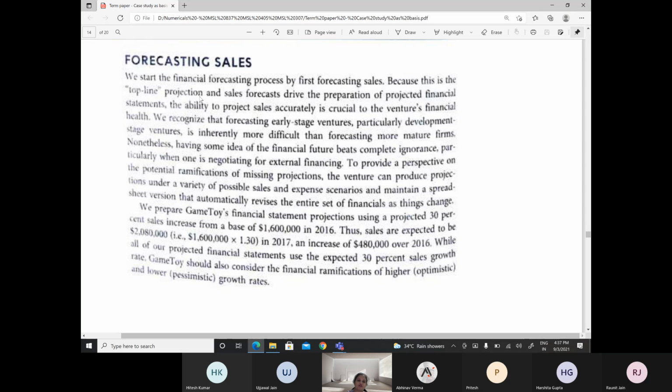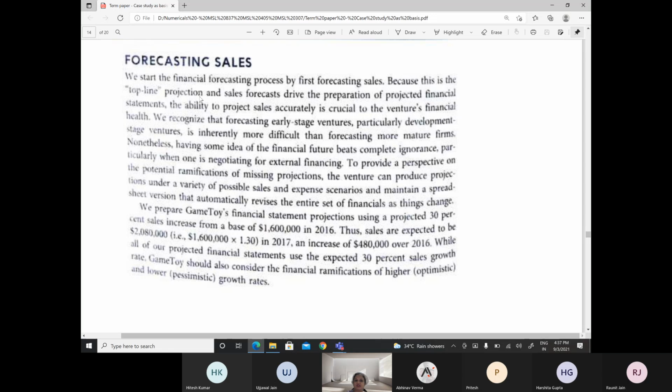We recognize that forecasting early stage ventures, particularly development stage ventures, is inherently more difficult than forecasting more mature firms, naturally because there's no data. Nonetheless, having some idea of the financial future beats complete ignorance. You can't say, "I have no idea what the returns would be, I'm still developing the product," because then no one will give you money, particularly when one is negotiating for external financing.